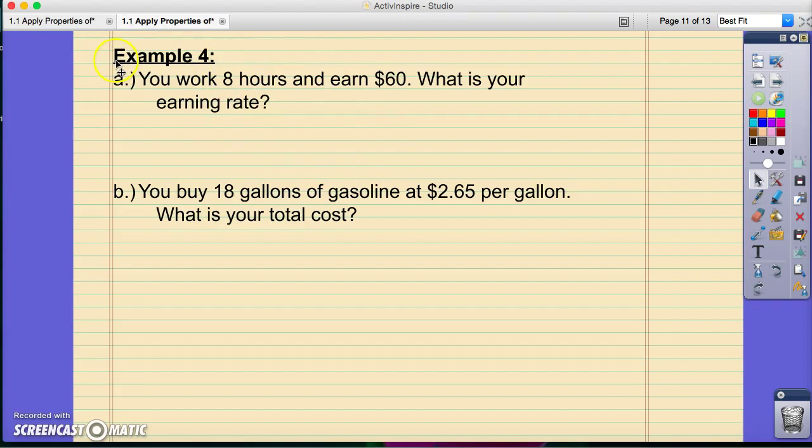all right? And let's go with example 4. Example 4, you work 8 hours and earn $60. What is your earning rate? What operation, think to yourself, do you do between the 8 hours and the $60? Think for a second. Pause if you need to. If we're looking at your earning rate, all right, rate usually is division. You're trying to find out how much you earn per hour.